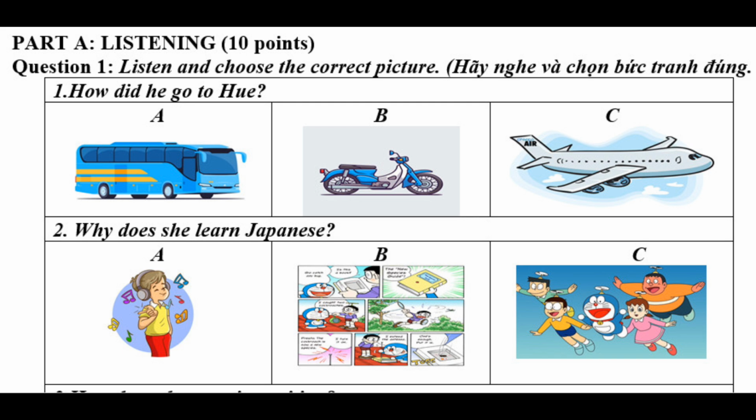Part 1. Listen and choose the correct picture. Number 1. I intended to go to Hue by plane. The weather was bad, so I took a coach instead.